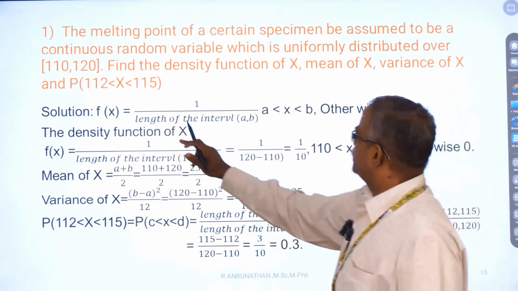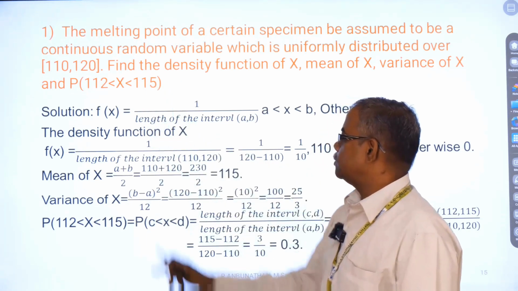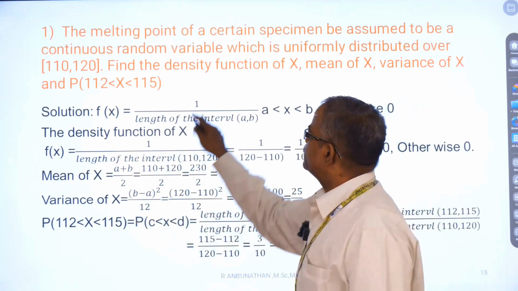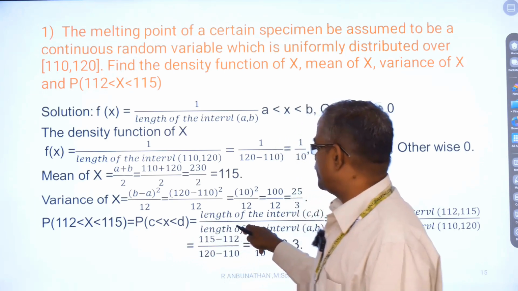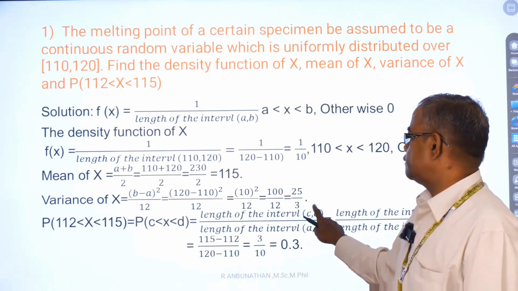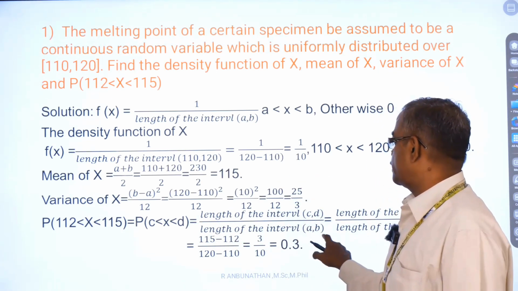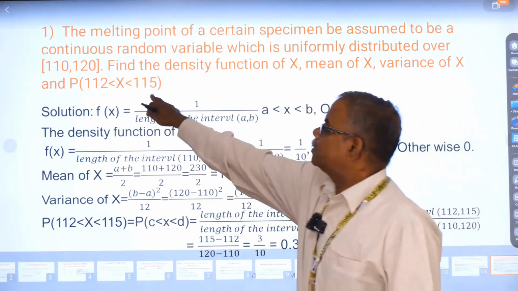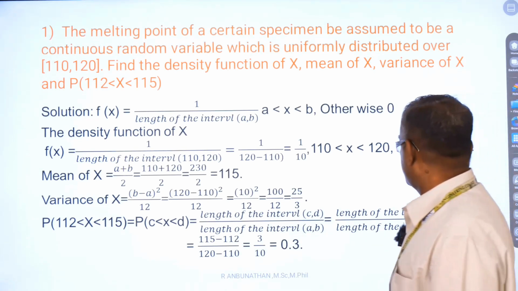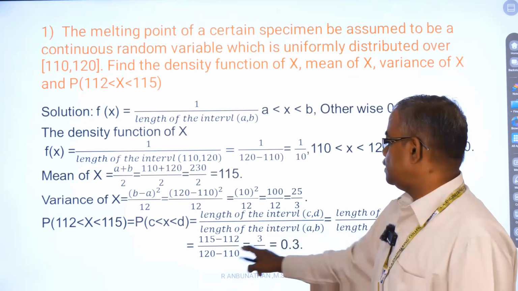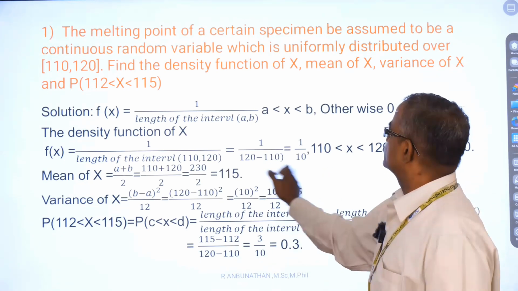Then finally they asked to find the probability of 112 less than or equal to x less than or equal to 115. This lies within the interval 110 to 120. Using the formula we already saw, the probability is the length of the interval within (c, d) divided by the length of the whole interval (a, b). The required interval is 112 to 115, and the entire interval is 110 to 120. The difference for the first is 3 and for the second is 10. Therefore the answer is 0.3.